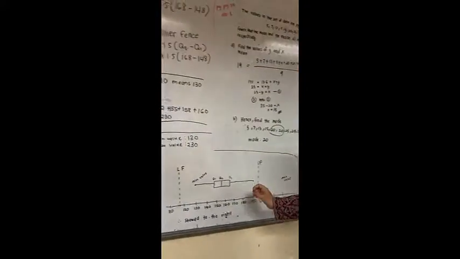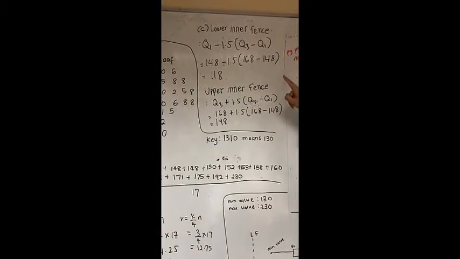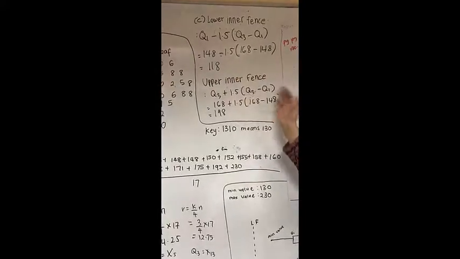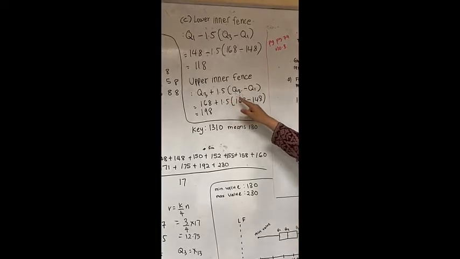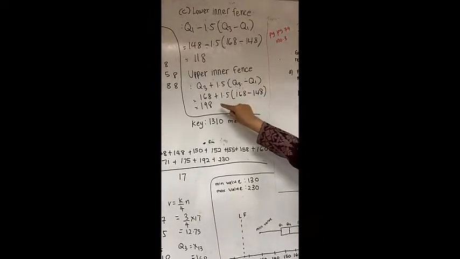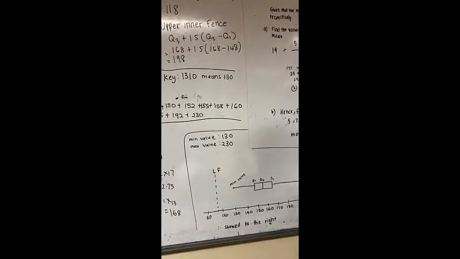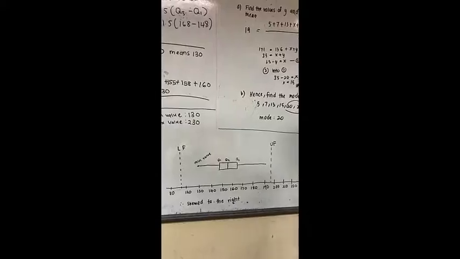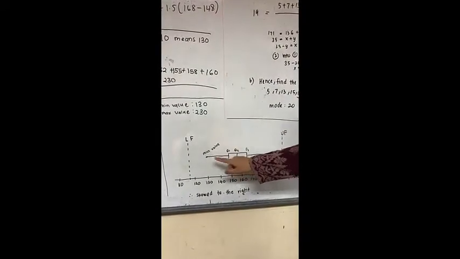And then kita kena cari lower inner fence using formula Q1 minus 1.5 times Q3 minus Q1, and then kita dapat 118. And then upper inner fence pakai formula Q3 plus 1.5 times Q3 minus Q1, and then we got 198. Jadinya kita plot box and whiskers ikut scale yang sekata. Kita letak lower fence, upper fence, and then plotkan minimum value.